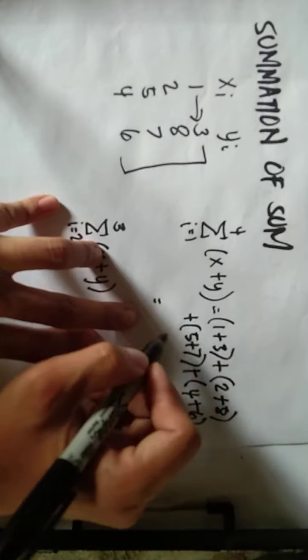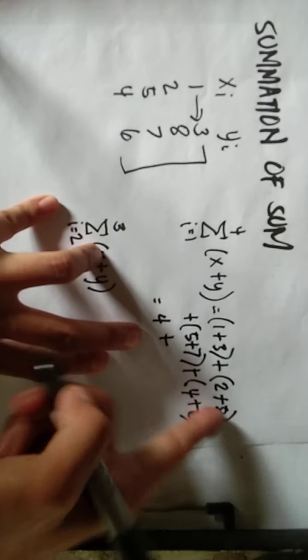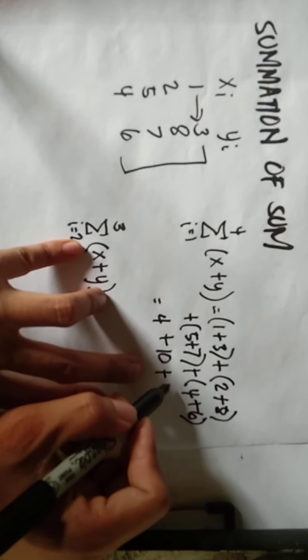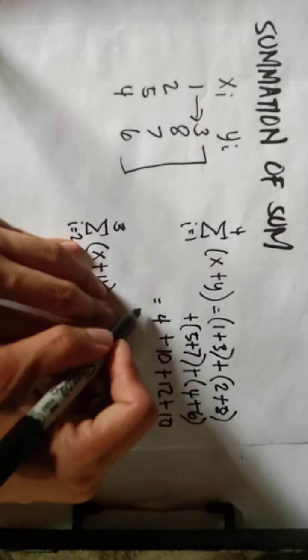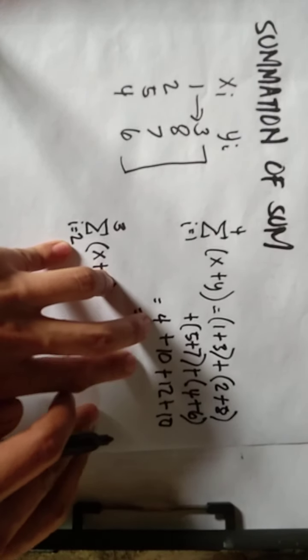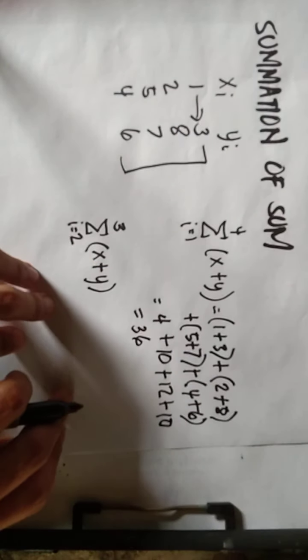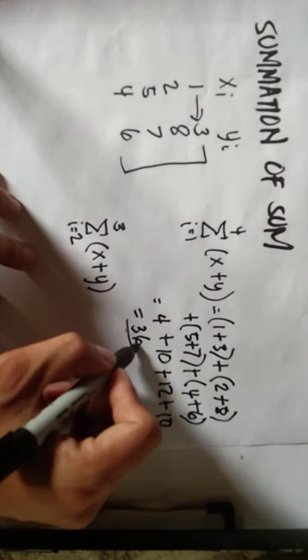So we will have 1 plus 3 ay 4. And then 2 plus 8 ay 10. Plus 5 plus 7 is 12. And then 4 plus 6 ay 10. So we will have, yung total nito ay 36. Okay. So let's have, that is the final answer.